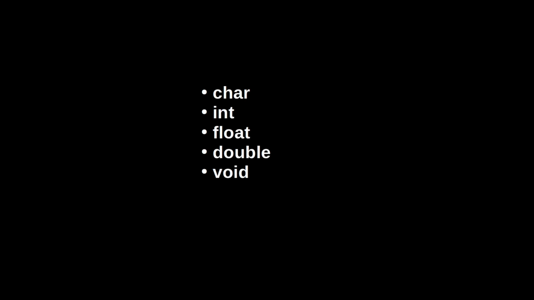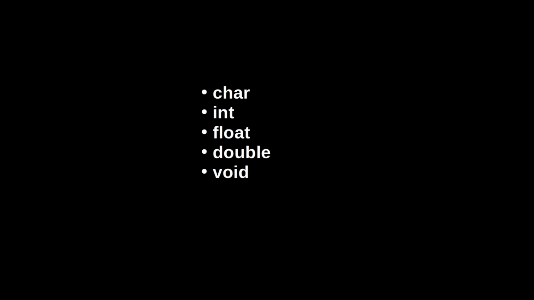Next, we have float and double. They are used to store values that have decimal digits like 2.5, but they differ in how many decimal digits they have. And with the void type, we say that a function does not return any value. Also with void, we can declare generic pointers, and all of these concepts we'll see in the future.